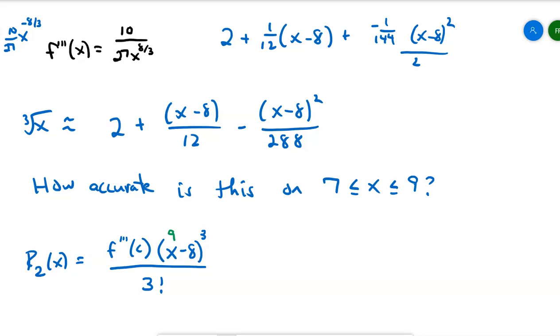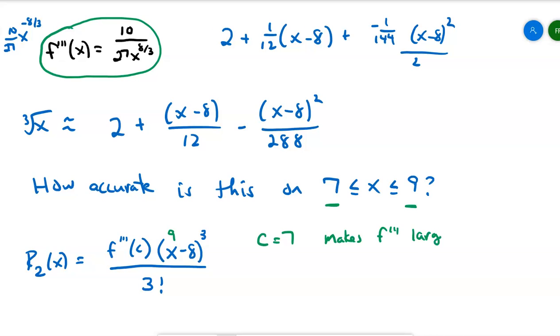Now we've got to figure out what to do with that c value. Look up on the top here. That third derivative is still over here. Now in this case, it matters whether I put in a c equals 7 or a c equals 9. The bigger the number in the denominator, the smaller the value of f triple prime. So I would like to put the smallest value possible into that denominator. So out of the 2, between choosing a 7 and choosing a 9, I'll choose c equals 7 because it makes the third derivative larger. Okay? Sometimes it doesn't make a difference, but in this case, actually putting a 7 in is a different answer than putting in a 9.